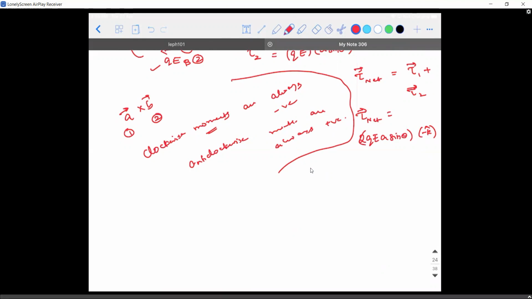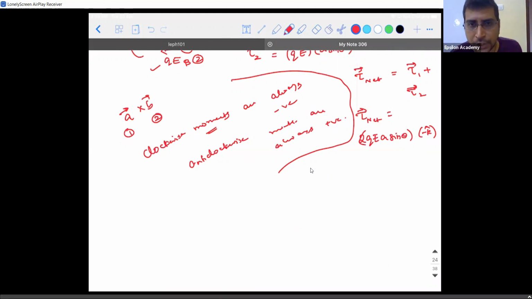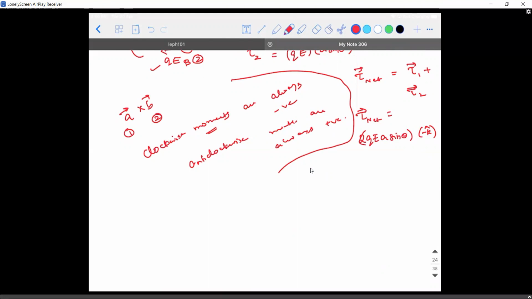Sir, but when it reaches the horizontal position, the net force will be 0, no, sir? That force has already put it into rotational motion, no? That will continue because of inertia. Oh, okay, sir. The process has started. Okay, sir.